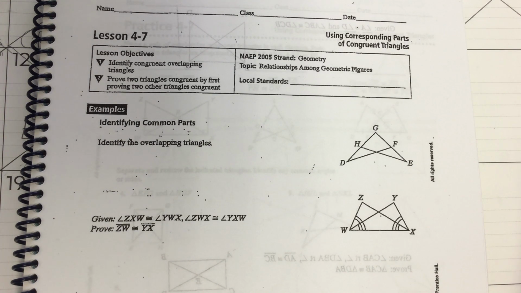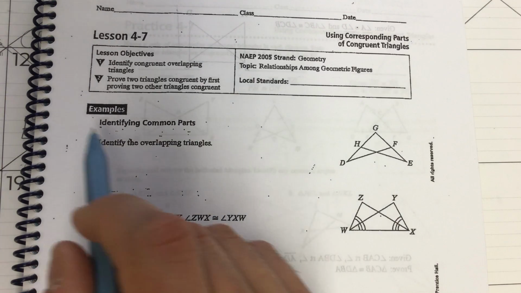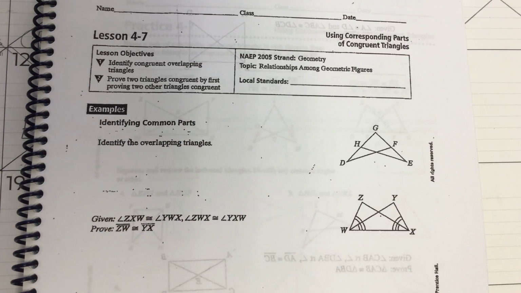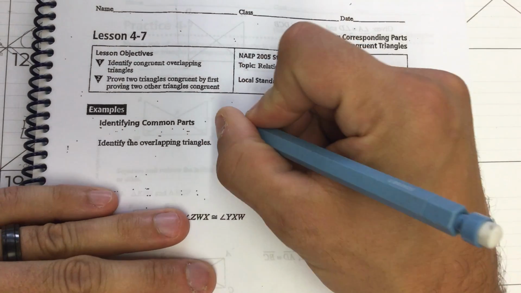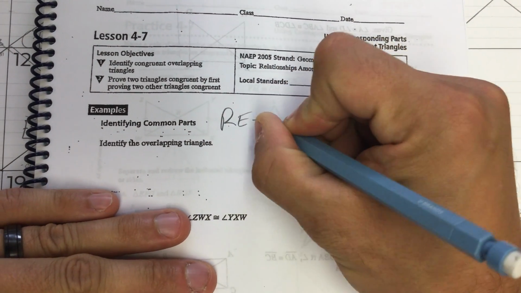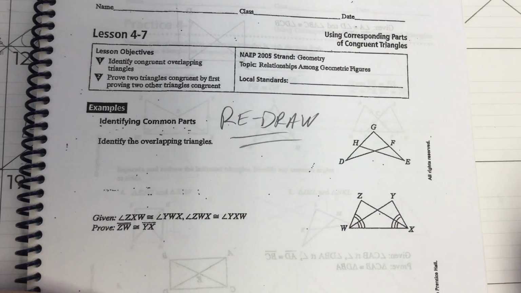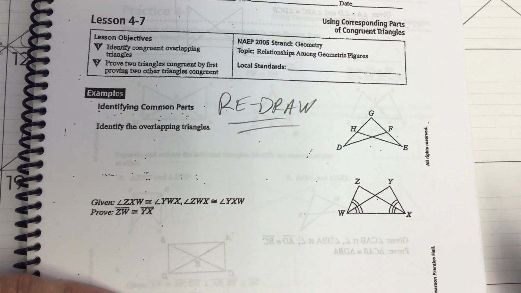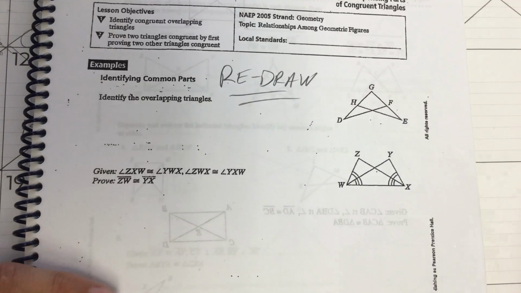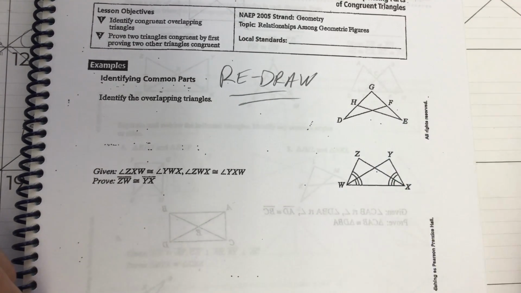Lesson 4.7. This is overlapping triangles. The biggest thing here, it says to identify overlapping, identify common. Nah, I'm not about that. Redraw. Been doing this for years, kids. You're saying, what you talking about, old man? We're not even going to worry about this GHFDE business, okay?